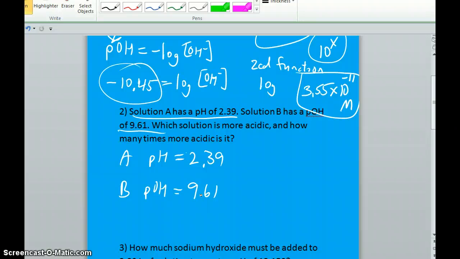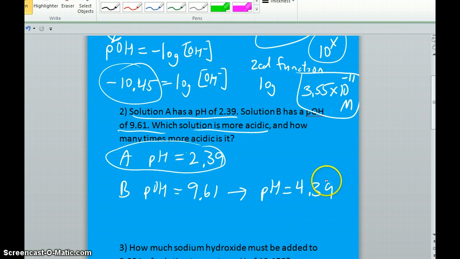Well, it's easy to answer the first question. All I should do is compare pHs. The lower pH would represent the more acidic solution. And so I can't really compare apples and oranges. So instead, I convert this pOH to a pH, and it becomes 4.39. Now I can answer the first question. Obviously, if solution A has a pH lower than that of solution B, it's more acidic.